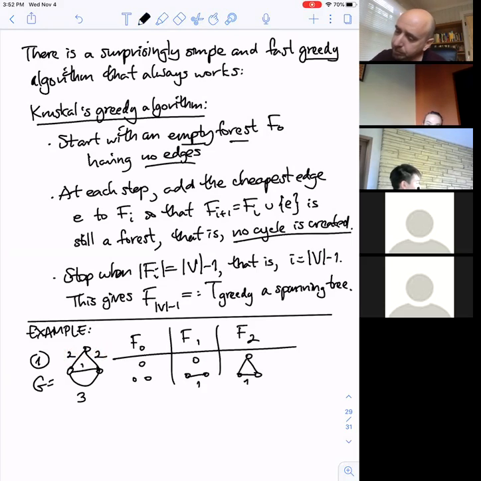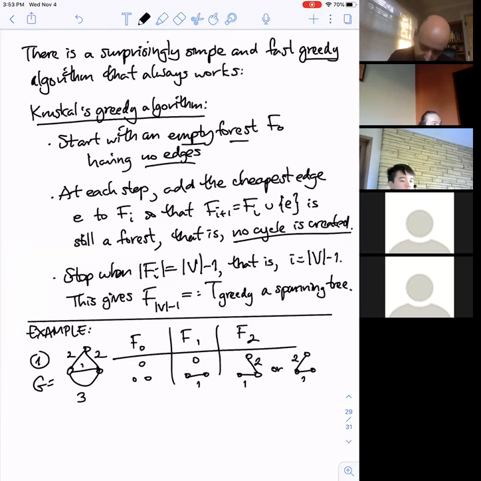Either this one or this one. And so there's choices in Kruskal's algorithm, but the claim is it doesn't matter which one you do, you're going to get a minimum cost spanning tree no matter which choices you make along the way. Sound reasonable?